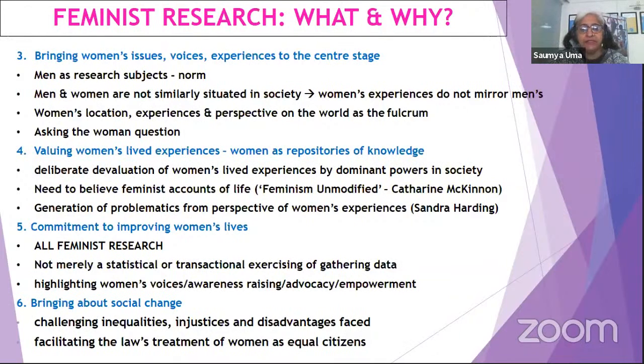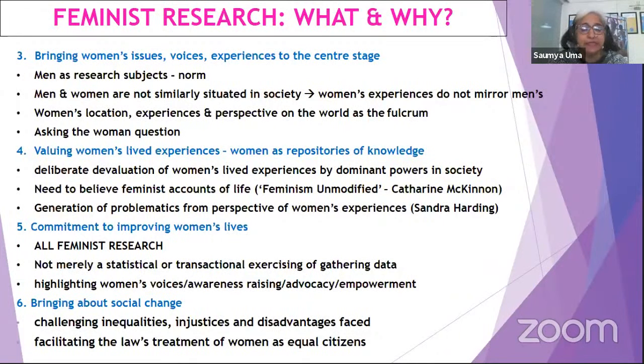And so we are not looking at the research as merely a statistical or transactional exercise of gathering data, but highlighting women's voices, awareness raising, advocacy, empowerment, and so on.